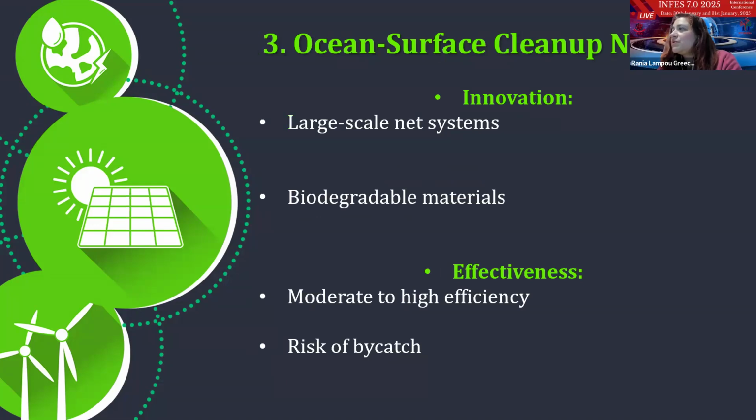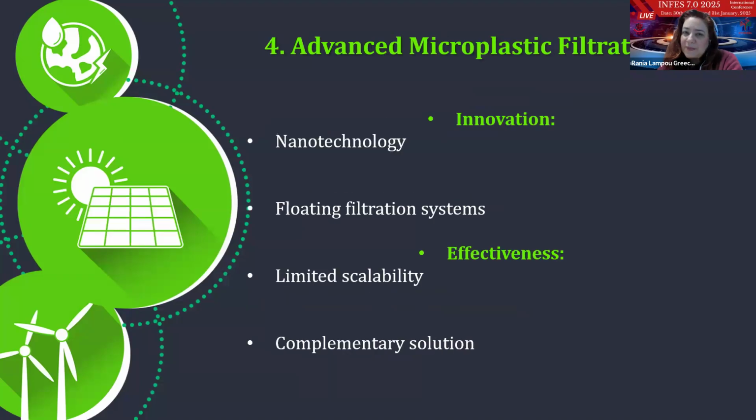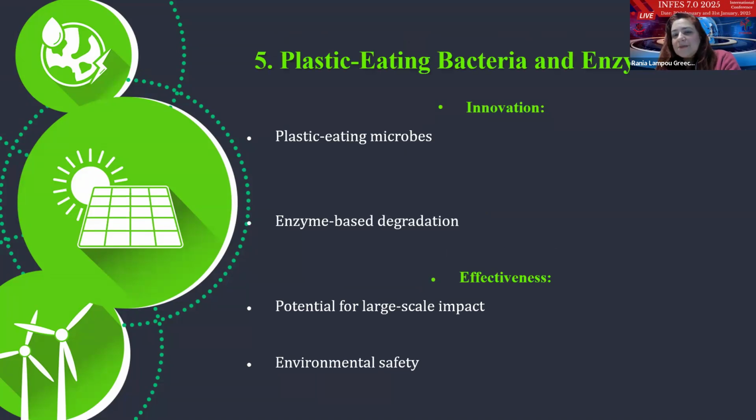The third is about ocean surface clean-up and nets. Several initiatives have developed these nets to target floating plastics. These systems are typically designed to use nets or barriers that can be dragged behind boats to gather debris. More advanced microplastic filtration, using nanotechnology in floating filtration systems. And of course, the effectiveness of this is limited, with complementary solutions. And plastic-eating bacteria and enzymes, plastic-eating microbes, enzyme-based degradation.